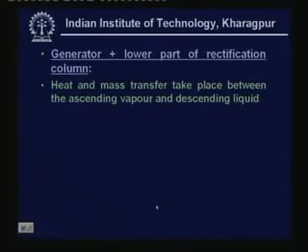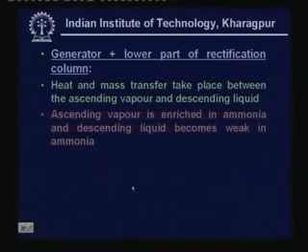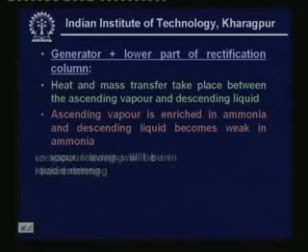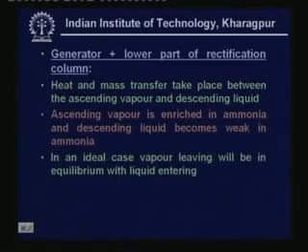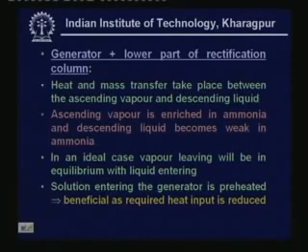Heat and mass transfer takes place between the ascending vapor and descending liquid, and the ascending vapor is enriched in ammonia and the descending liquid becomes weak in ammonia, and in an ideal case the vapor leaving will be in equilibrium with the liquid entering. The solution entering the generator is preheated. So this is beneficial as the required heat input is reduced.